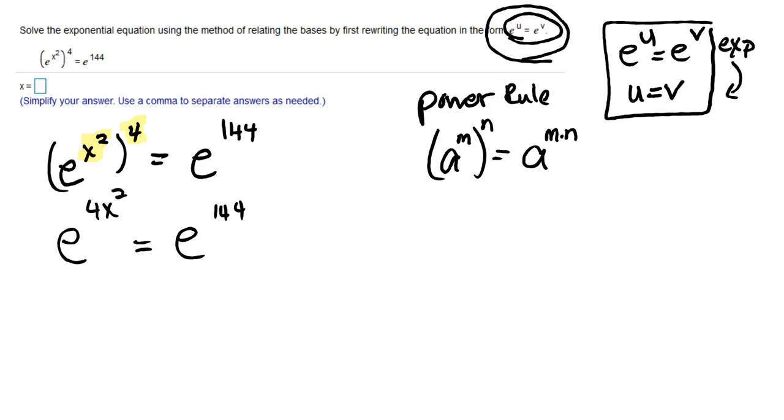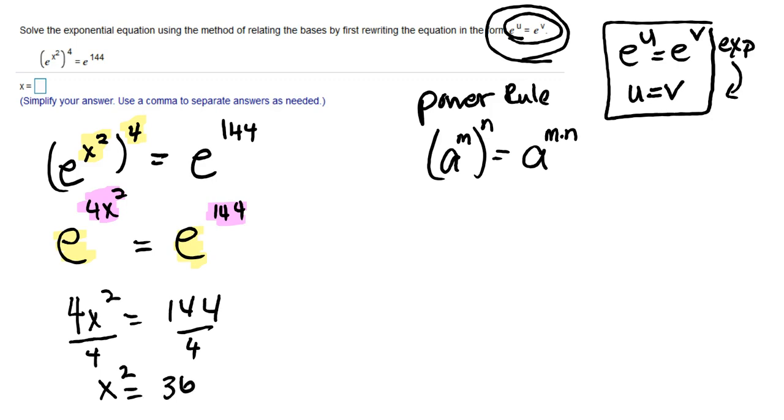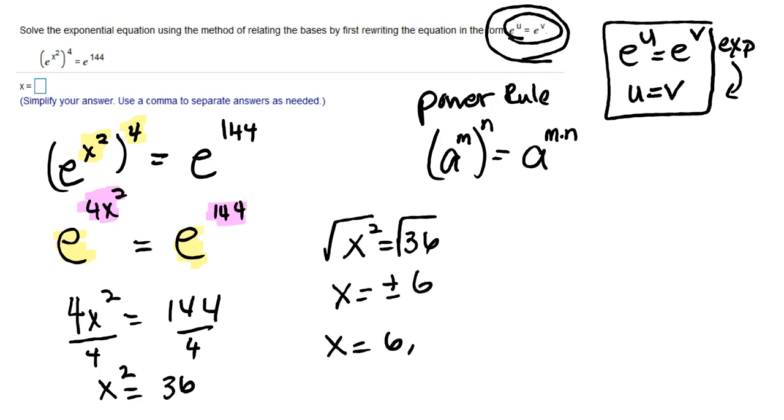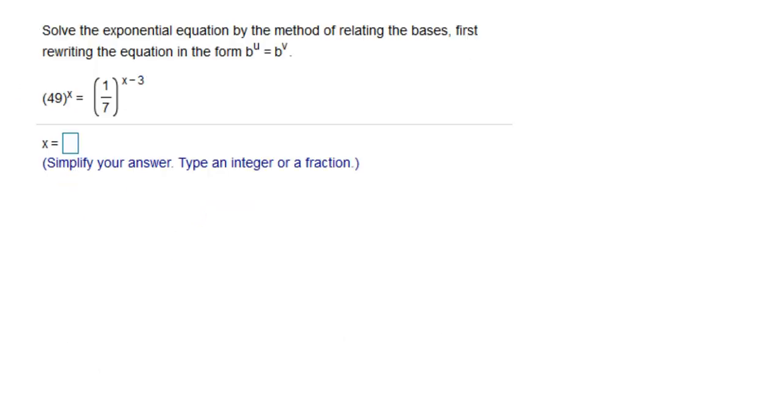Now that we've made the bases the same, the exponents have to be equal to each other, so we can simplify this equation to 4x squared equals 144. We'll divide both sides by 4 and get x squared equals 36. From x squared equals 36, we can square root both sides to get x equals plus or minus 6. And those are our solutions, x equals 6 and negative 6.